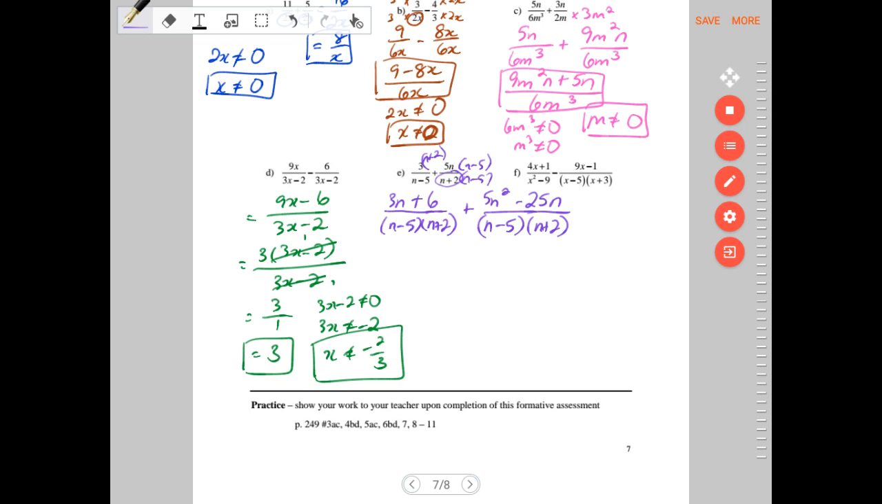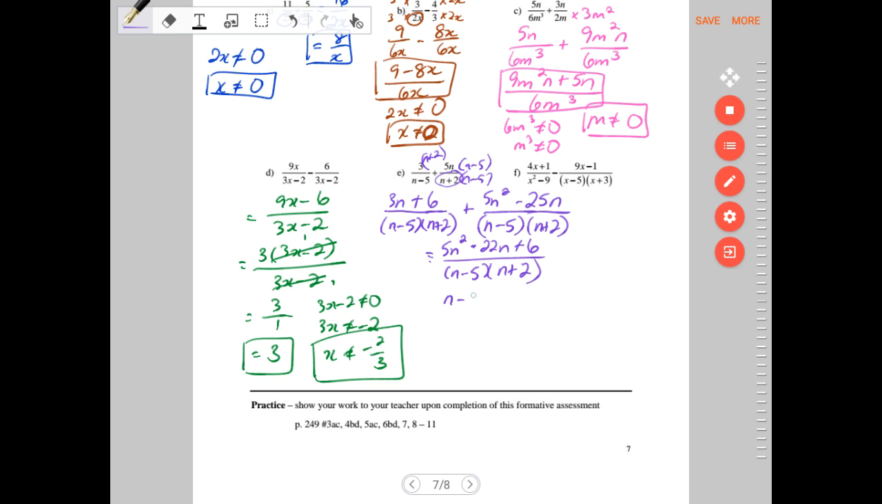Now that the denominators are the same, I can leave them that way. So that becomes n minus 5 times n plus 2. And I can collect like terms on the top. Because now the denominators are the same, I can just look at the numerator. 5n squared has no friends, so it's going to go first. Negative 25n and positive 3n makes negative 22n. And again, the plus 6 doesn't have another like term, so I'm just going to add that on at the end.